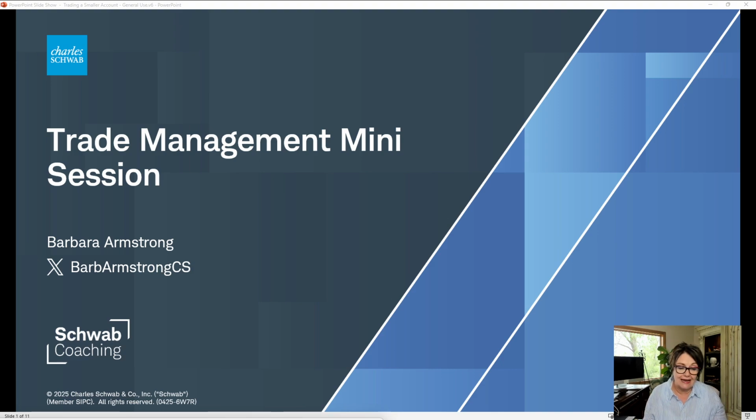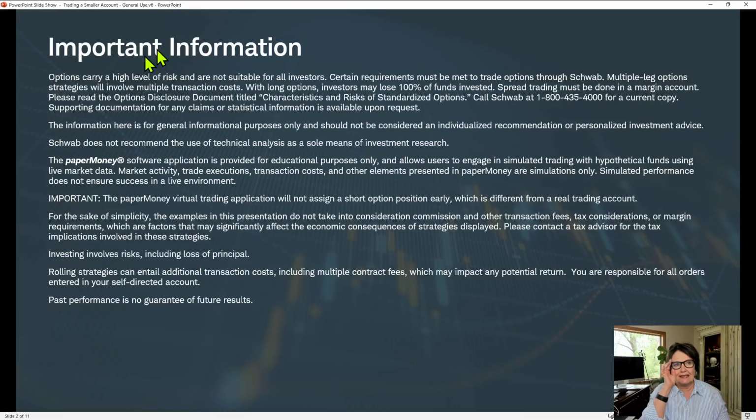The example we're looking at today is Goldman Sachs, and a number of trades placed from April 4th to May 12th in our example trading account. Keep in mind that all of these trades are options trades. Options carry a high level of risk and aren't suitable for all investors. All of these trades were placed on the paper money software application on the thinkorswim desktop platform. One of the differences between that and a live account is that short positions will never be assigned early in paper money. That can happen in a live account.